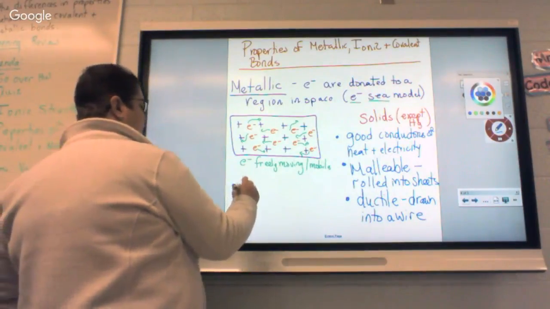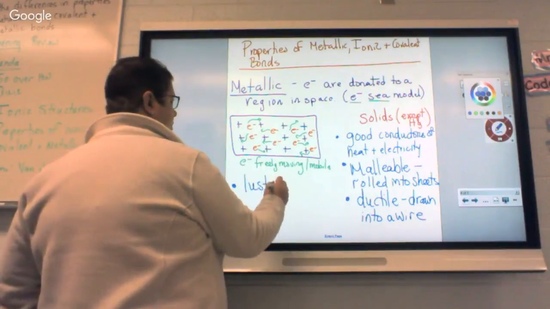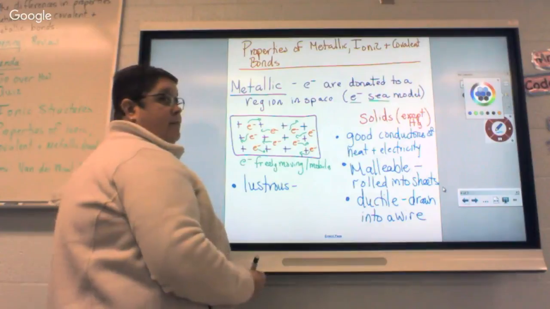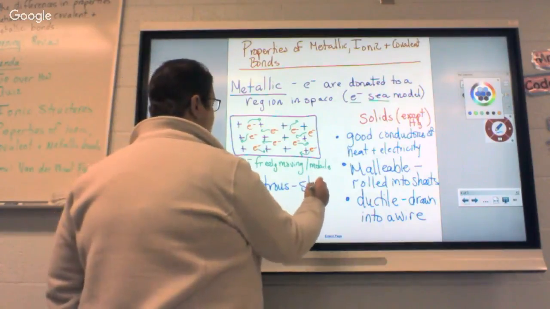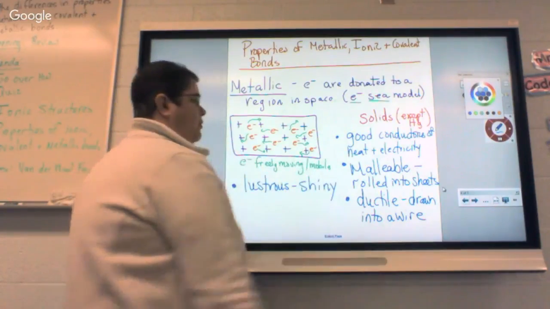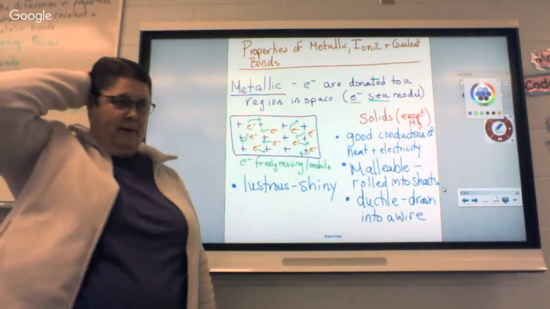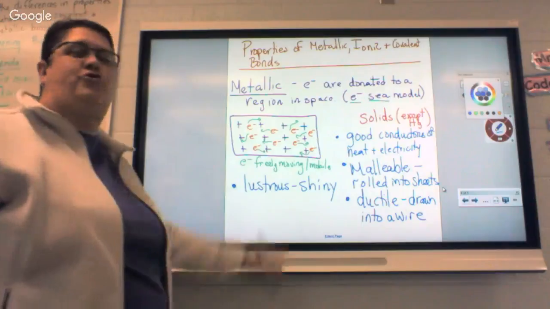And the other one you need to know is metals are lustrous. What does lustrous mean? Shiny. My God, y'all's middle school education sucks. That is like straight middle school.